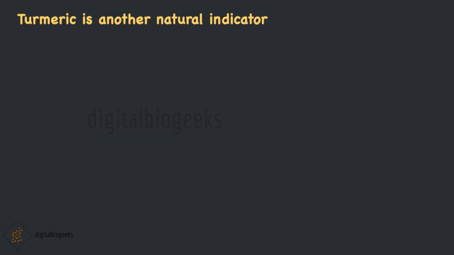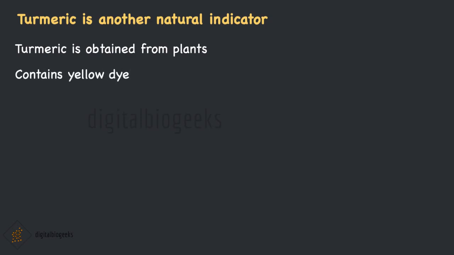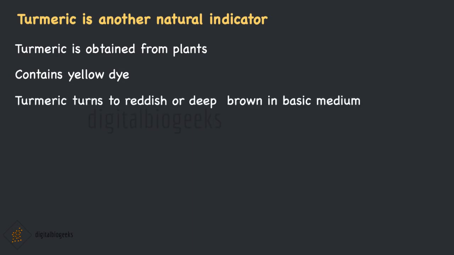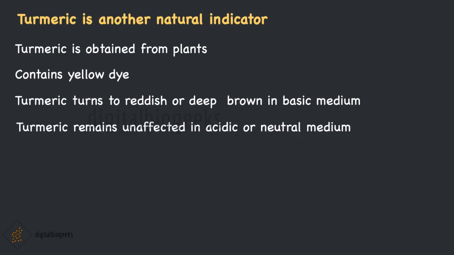Turmeric is obtained from a plant. It contains yellow dye. Turmeric can be used as a natural indicator. Turmeric turns reddish or deep brown in a basic medium and remains unaffected in acidic or neutral medium. In basic medium, turmeric turns red, and in acidic or neutral medium, turmeric remains unaffected.